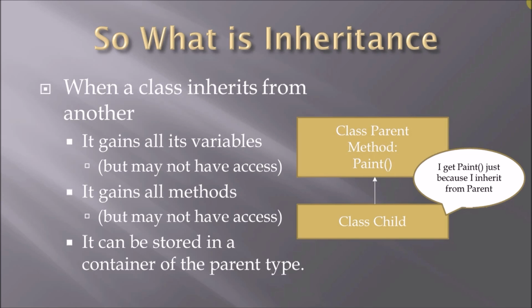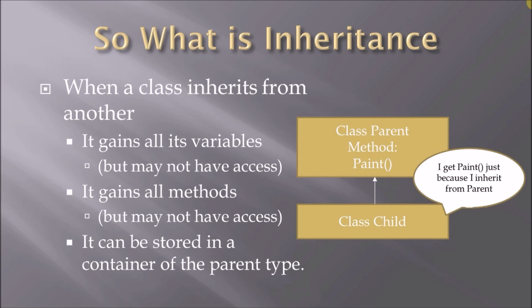So what is inheritance? When a class inherits from another, it gains all the variables and it gains all of its methods. However, it may not have access to the variables or methods if they're private. It doesn't mean they're not there, the class just does not have access to it. The instance of the child class can be stored in a container of the parent type. So it can be stored in a data structure or an array of the parent type.